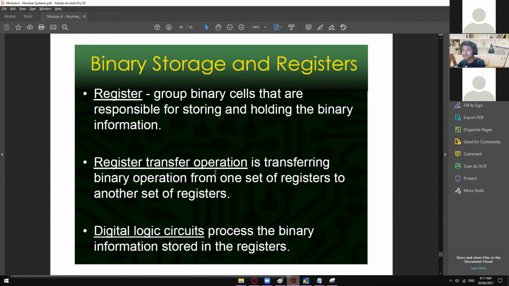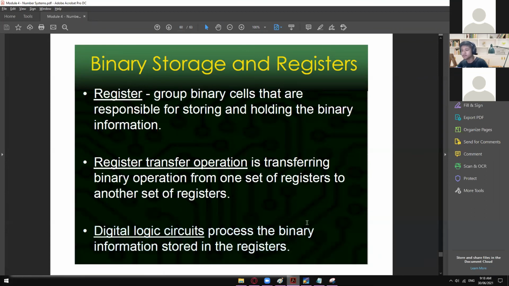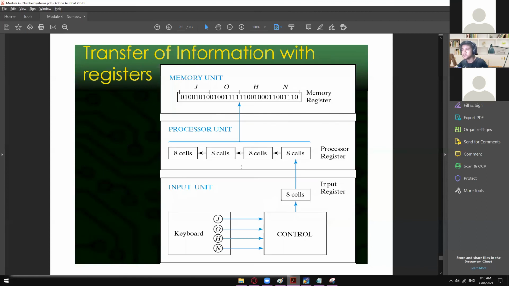So hindi lang siya directly one conversion, let's say from hexadecimal into a letter. Sometimes it needs two conversions or three conversions. And the one that is doing that is the digital logic circuits. This is the one processing the binary information stored in the registers. So this is one example.